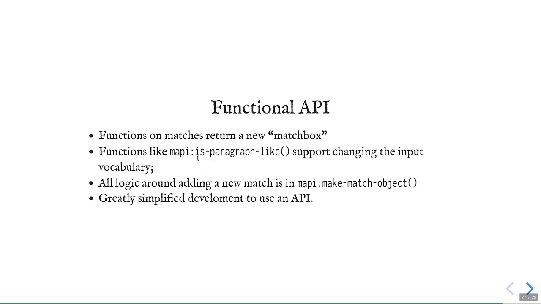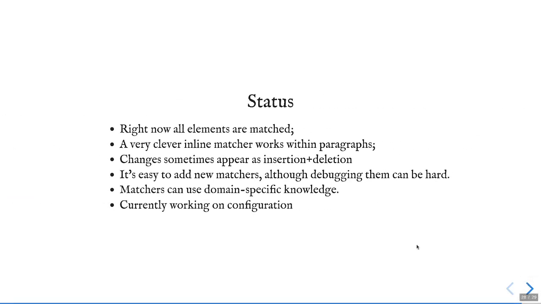So you can ask some specific functions. We have is-paragraph-like, is-section-like, and is-title-like functions for changing the input vocabulary a bit. And all the logic around adding a new match is in this one, make-match-object. It really did simplify development and debugging to use a functional API like this. Make-match-object actually returns a new match box with the match added if it wants to, if it's plausible. And right now all elements are matched.